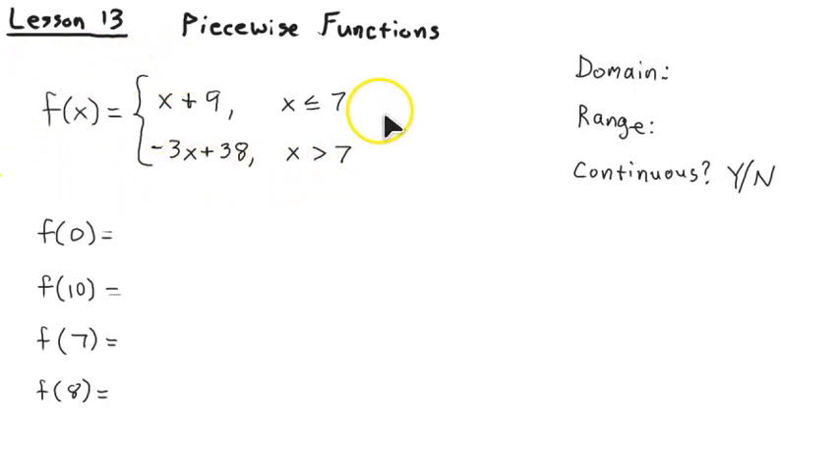What you're looking at here is a piecewise function. It's a pretty simple one. It only has two pieces. They can have an infinite number of pieces. You can have a piecewise function that has 1,000 pieces, but I'm not going to give you anything like that in this class. This has two pieces. This is one piece, and this is the second piece.